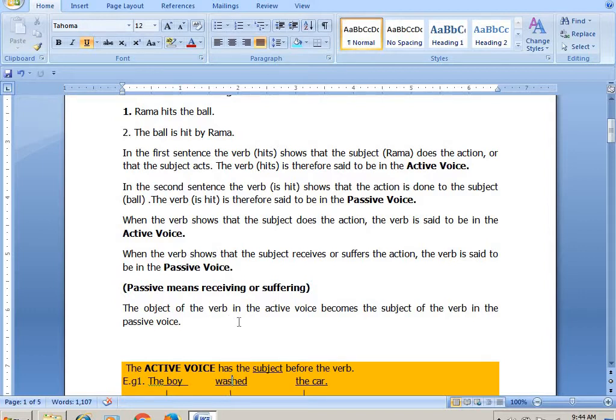The object of the verb in the active voice becomes the subject of the verb in the passive voice. I will show you now the example. As I told you, Rama hits the ball. Rama is a subject, hits is a verb and the ball is the object. But in the second sentence, the object which was the ball has become the subject. Is hit has remained as it is. An action has been done by whom, students? By Rama.